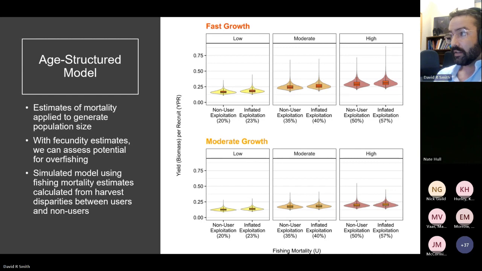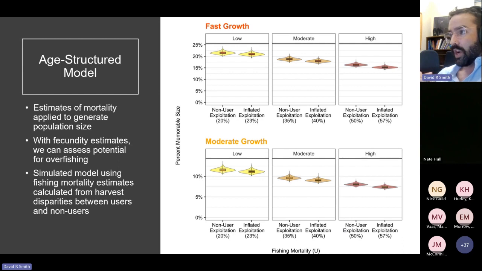We also wanted to look at yield per recruit to estimate the potential effects of growth overfishing. And you can see at the highest levels of exploitation, median yield per recruit continues to increase, which shows us that we haven't yet reached the maximum of yield per recruit. Once we start to see estimates of yield per recruit decline relative to exploitation, that's when we start to identify growth overfishing. So the potential for growth overfishing was also low, with exploitation up to 57%.